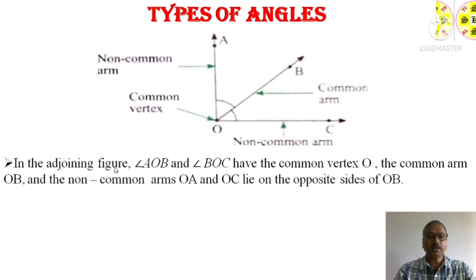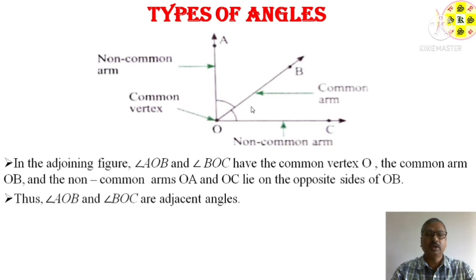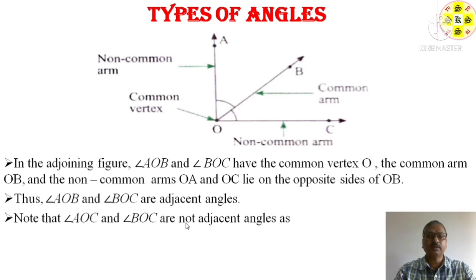Now in the adjoining figure, angle AOB and angle BOC have a common vertex O. O is the common vertex, the common arm is OB, and the non-common arms OA and OC lie on the opposite sides of OB. All the conditions of adjacent angles are satisfied by this figure. So angle AOB and angle BOC are adjacent angles.